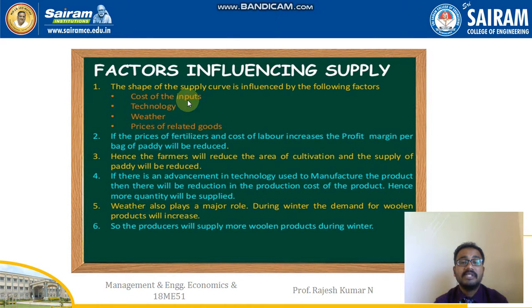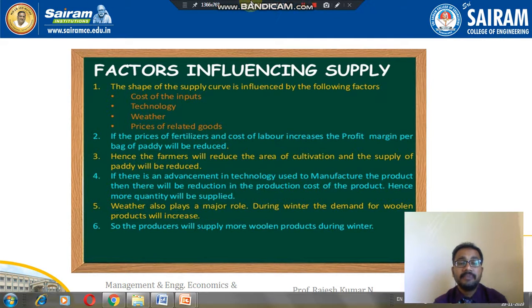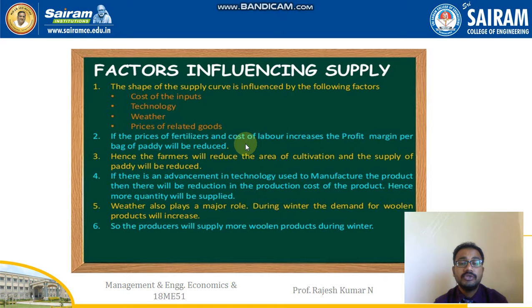And what are the factors which influence supply? The shape of the supply curve is influenced, again, by many factors. That is cost of the inputs, technology, weather, prices of related goods. If the prices of fertilizers and cost of labor increase, the profit margin per bag of paddy will be reduced. Hence, the farmer will reduce the area of cultivation, and the supply of the paddy will be reduced. If there is an advancement in technology used to manufacture the product, then there will be a reduction in the production cost of the product. Hence, more quantity will be supplied. Weather also plays a major role. During winter, the demand for woolen products will increase. So the producers will supply more woolen products during the winter.